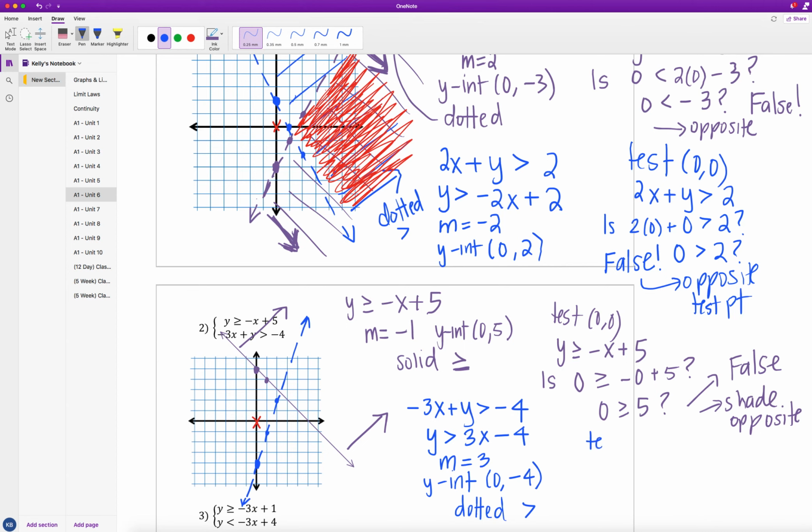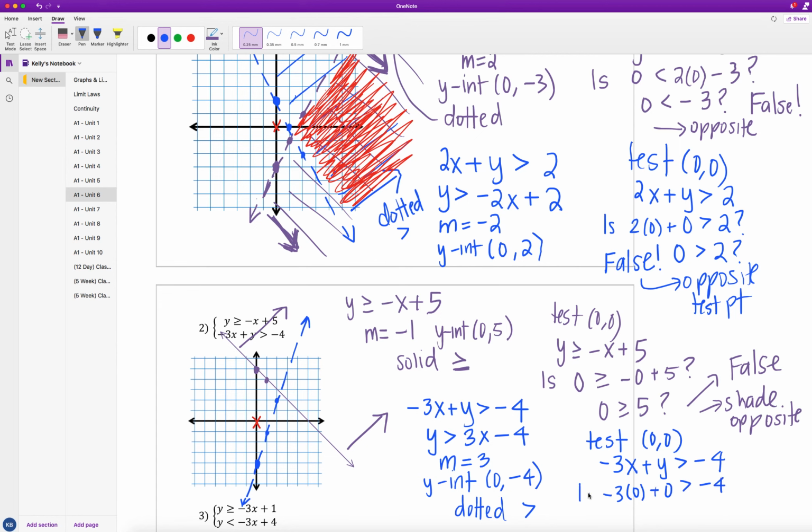The last thing I have to do with just the blue line is to test a point. I can test 0, 0 since it doesn't intersect the boundary line. Subbing that in, let's write down our original, whoops, that was supposed to be a negative 3. So our original inequality says negative 3x plus y is greater than negative 4. So subbing in 0, 0, we get negative 3 times 0 plus 0.